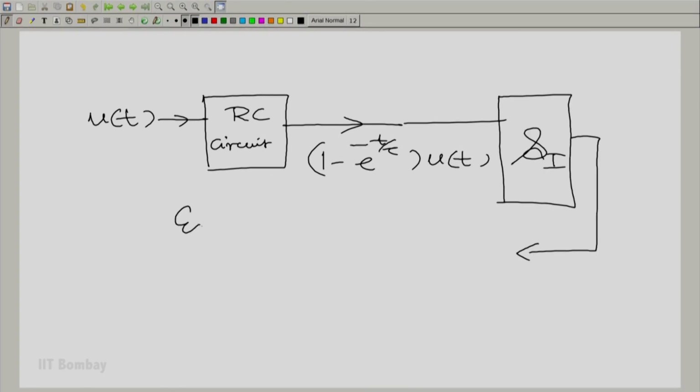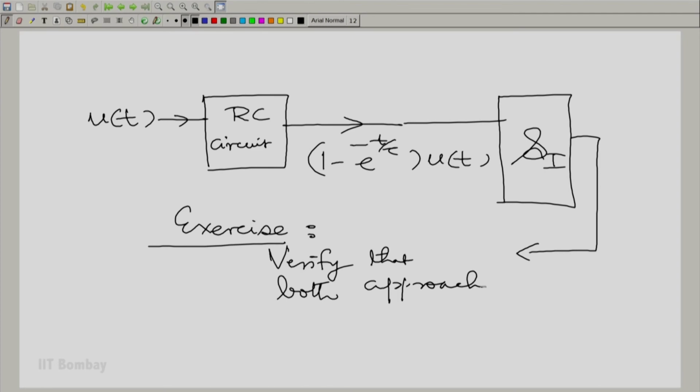Now, the exercise for you to do, with which we shall conclude this session, is to verify that both approaches give the same answer. And with that, you would enhance and fortify your understanding of the Laplace transform. We shall see more in the next session. Thank you.